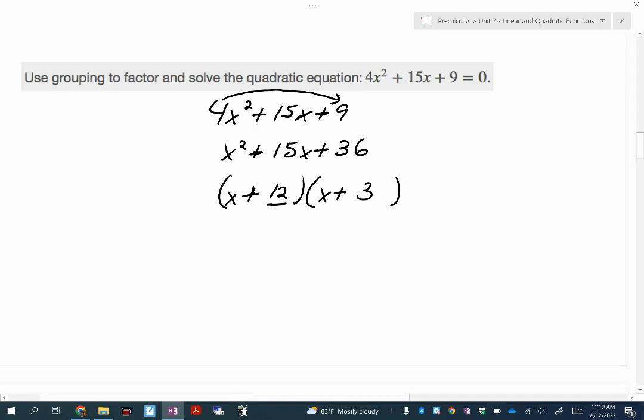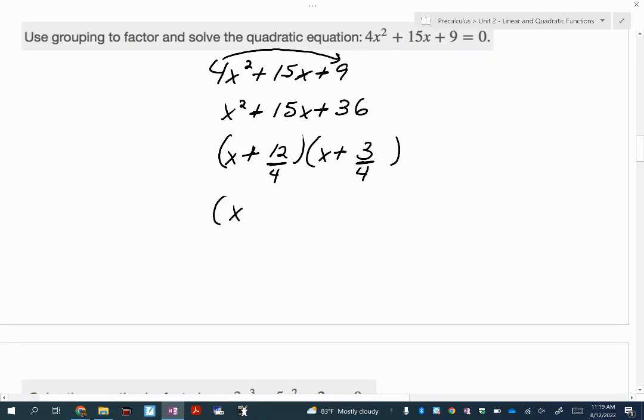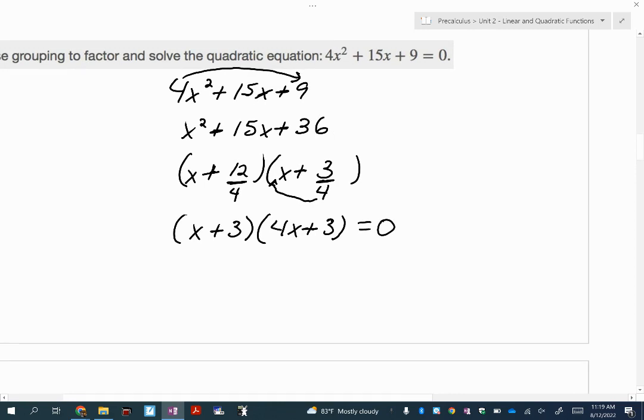Divide means you take those two numbers you just wrote and you divide by that a that we slid at the very beginning. And if it can divide, 12 divided by 4 is 3. That one's done. And since 3/4 doesn't divide nicely into a whole number, that's where you have the last step, which is the bottoms up. So that 4 is going to move to be in front of this x to write 4x plus 3. And if you were to multiply that out, you would get what you started with, 4x squared plus 15x plus 9.